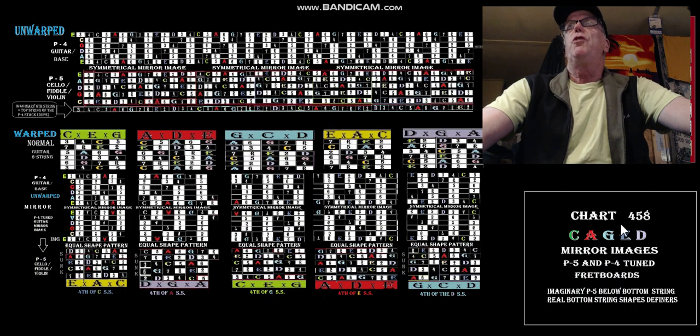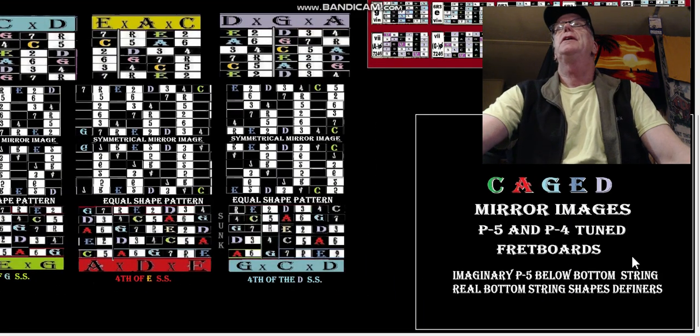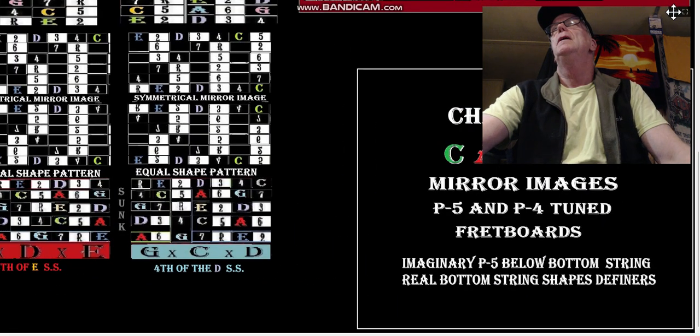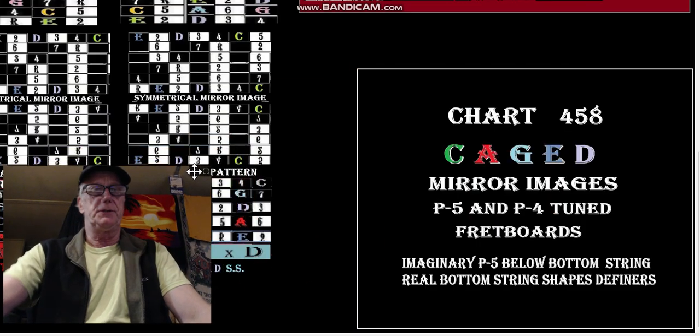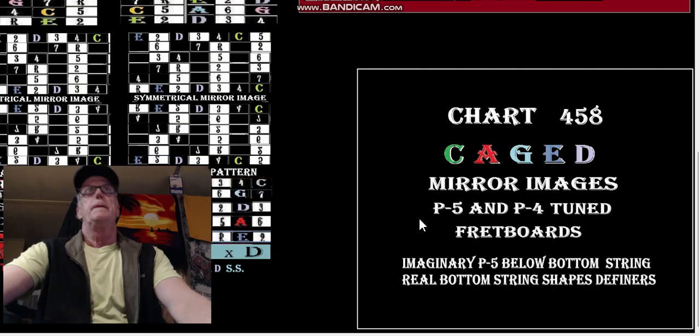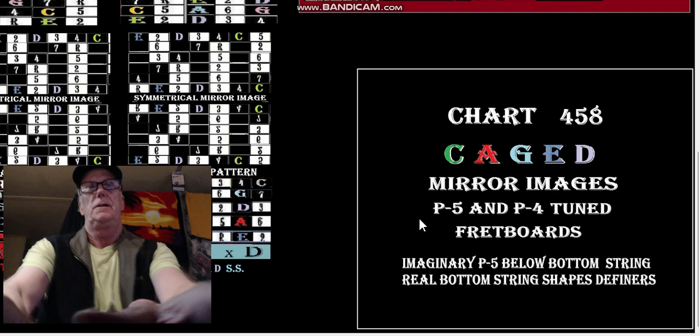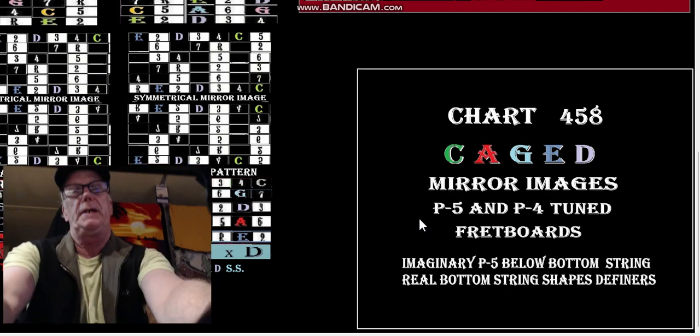So this is chart 458, caged mirror images. Let's look at it. I'll go over here. I think my dog wants to go out. Hang on. Alright, so let's look at this. Gotta get me in here. I don't want my head cut off.